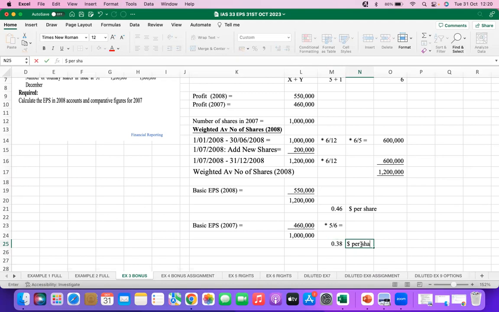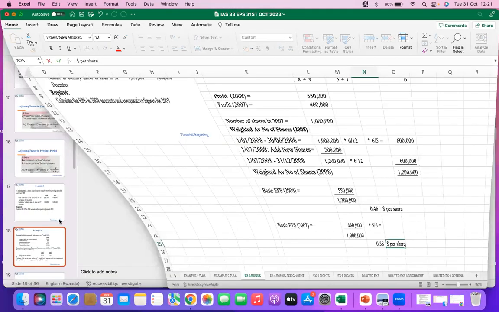So you realize that in the year 2008, performance was better than the year 2007 because we had a higher earnings per share. In 2008, we had earnings per share of 0.46, and the earnings per share in the previous year was 0.38, which is less than the current year. That is how we account for bonus issue of shares.